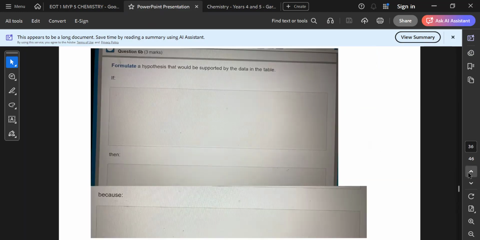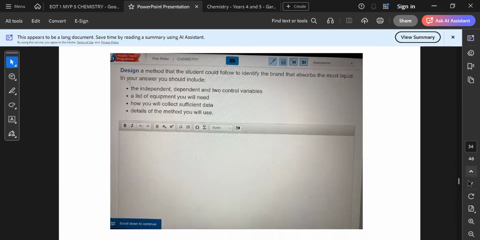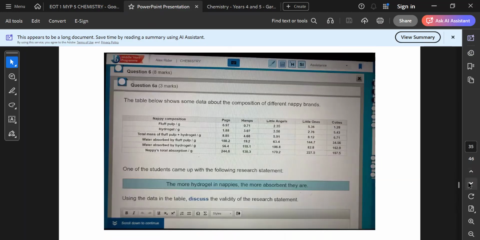We'd like to evaluate one together and see how it goes. Perfect. They are saying the table below shows some data about the composition of different nappy brands.